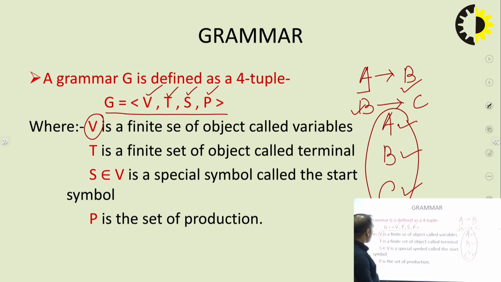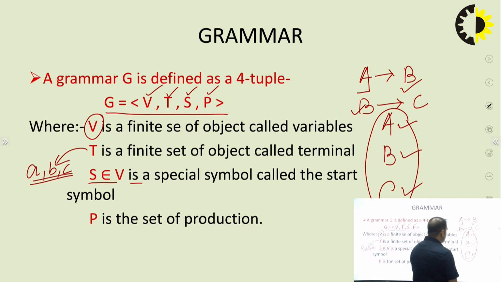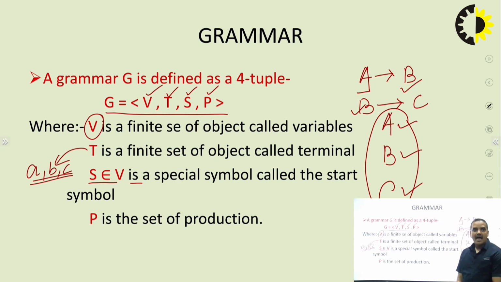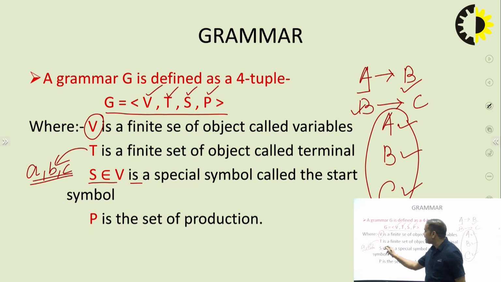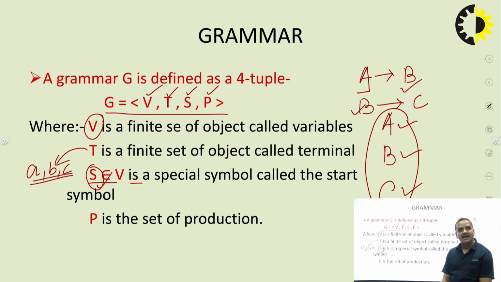T is a finite set of objects called terminals, and it is denoted by small letters a, b, c. Such types of symbols are called terminals. S belongs to V is a special symbol called the start symbol. That means we have a given number of productions or symbols, and from which symbol we have to start deriving the given string is decided by S. If S is given, then we have to start with the start symbol S.